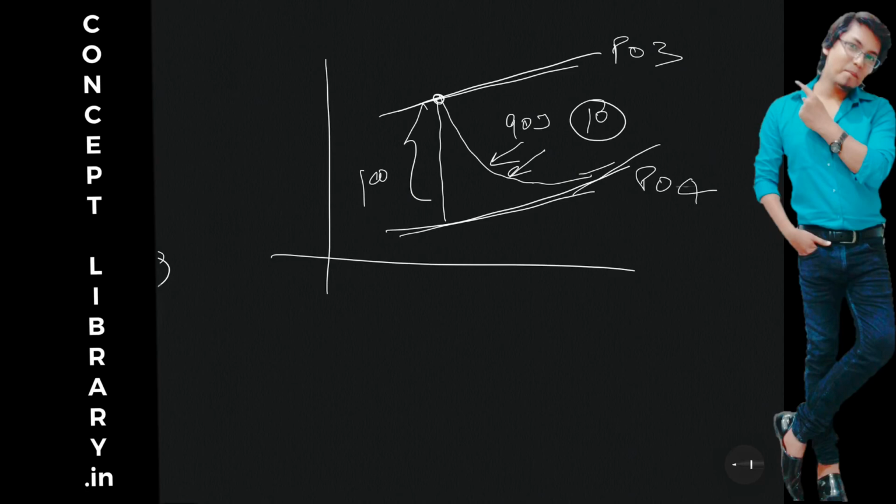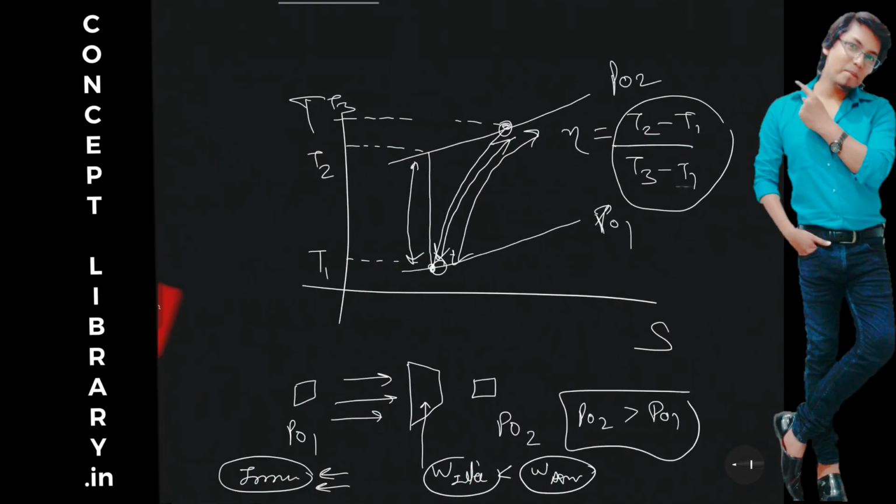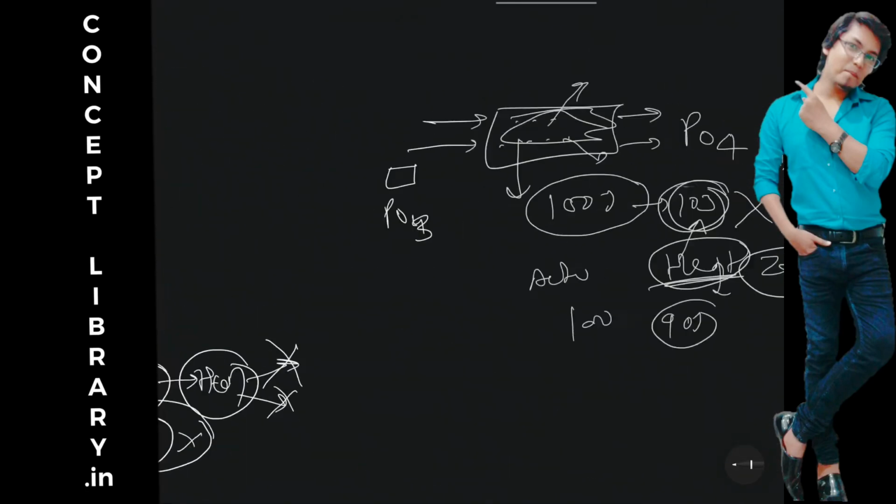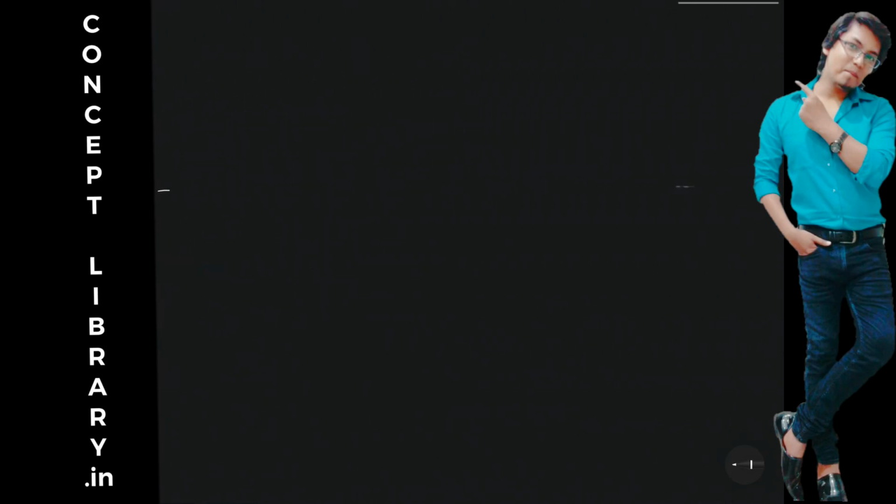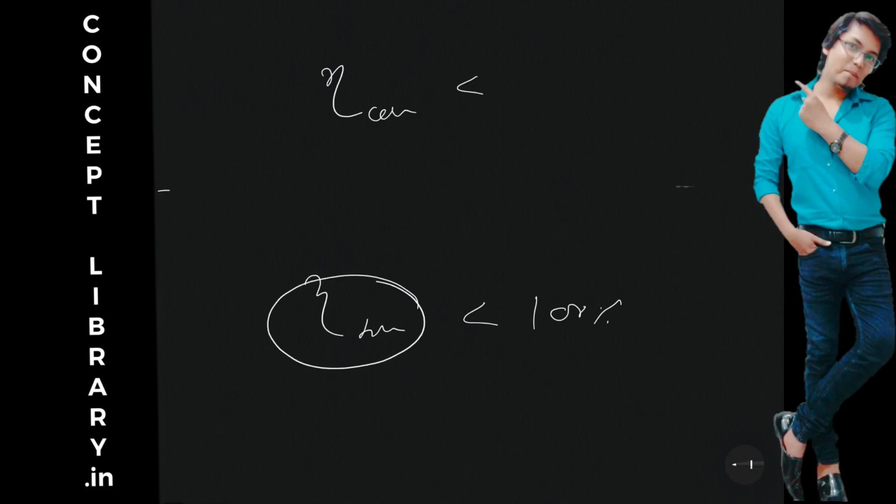I hope it's clear. That's why when we find out compressor efficiency, always keep in mind the efficiency of the compressor or the efficiency of the turbine, they both have to be less than 1, correct? I mean in decimal, less than 100%. So in decimal, your numerator has to be less than your denominator. So your denominator has to be more.